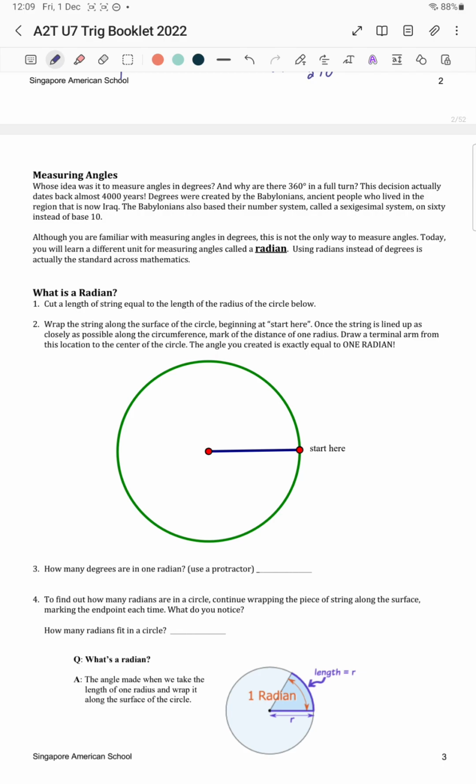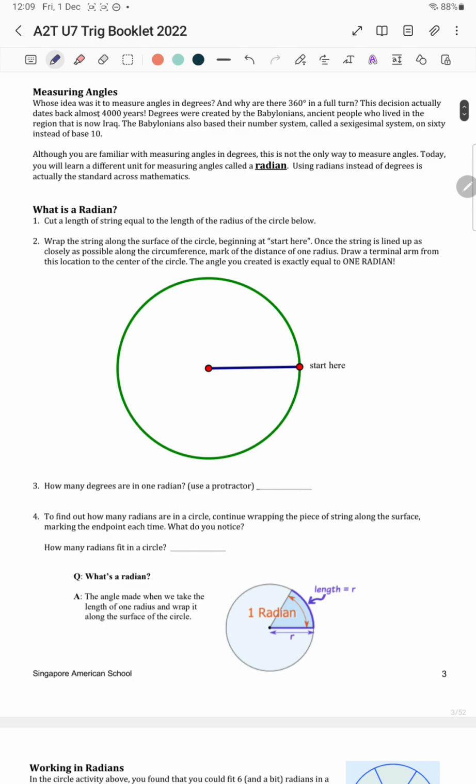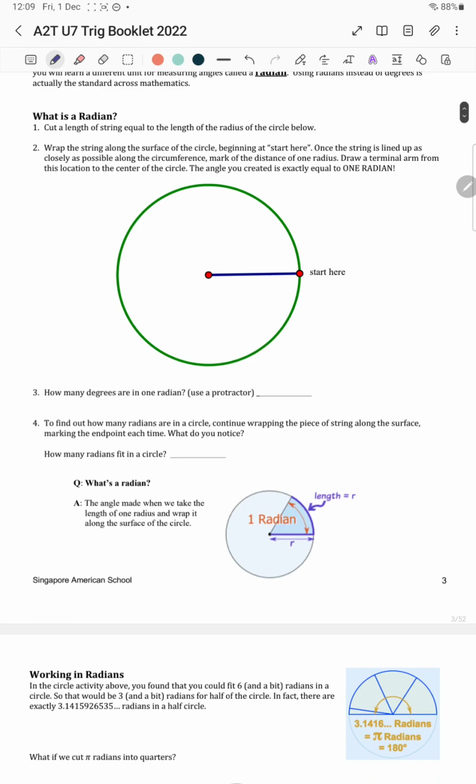Measuring angles. Whose idea was it to measure angles in degrees, and why are there 360 degrees in a full turn? This decision actually dates back almost 4,000 years. Degrees were created by the Babylonians, ancient people who lived in the region that is now Iraq. The Babylonians also based their number system on 60, called the sexagesimal system, instead of base 10.